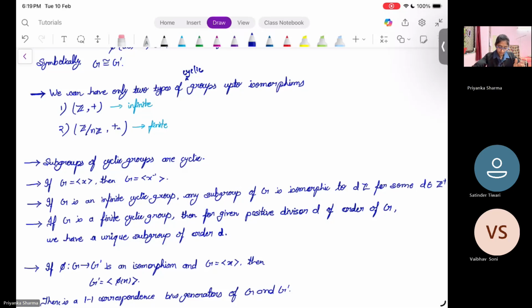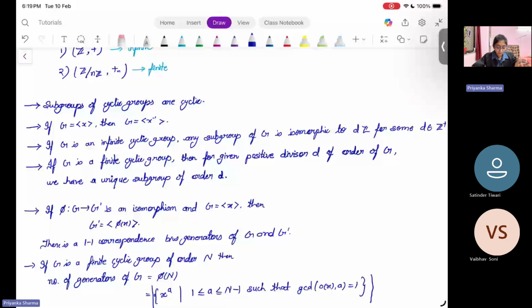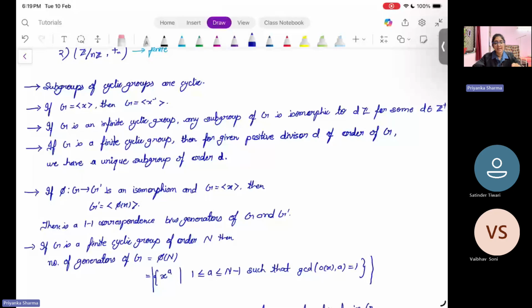Now, some other important results. Every subgroup of a cyclic group is again a cyclic group. And if G is a cyclic group generated by X, then it will be generated by X inverse also. That is, in a cyclic group, an element and its inverse either both generate the group or neither of them does.